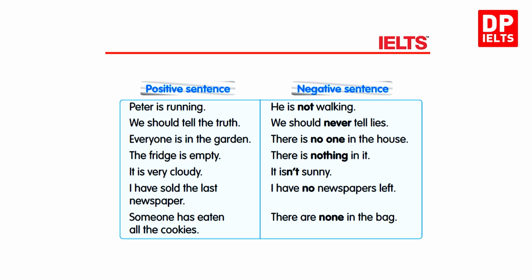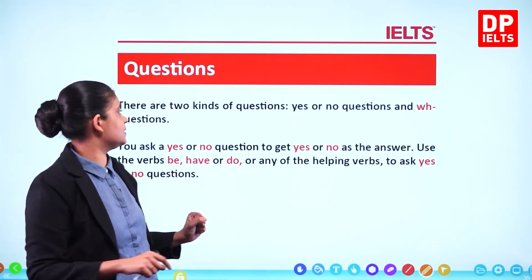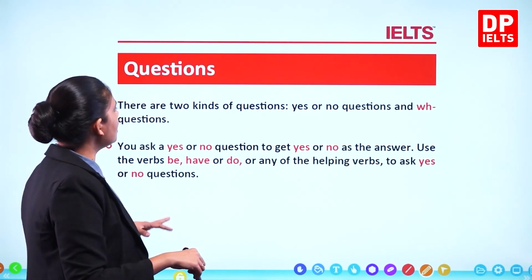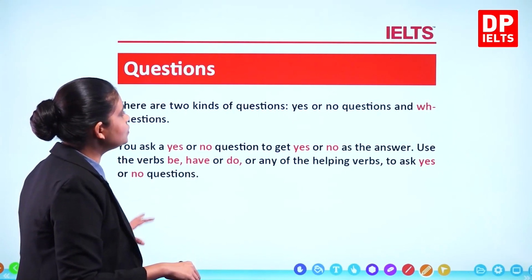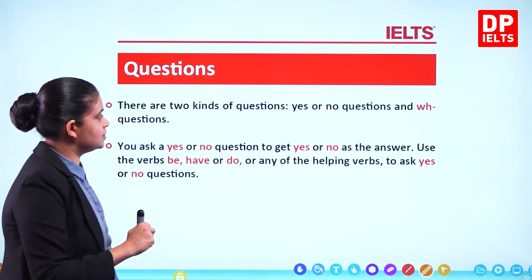None அப்படின்னு சொன்னால் ஒன்றுமே இல்லை. பேக்கில் ஒன்றுமே இல்லை அப்படின்ட்டு சொல்கிறோம் நாங்கள் எதிர்மறையா. So that is a negative sentence. Questions. Now these are question tags, right? There are two kinds of questions. Yes or no questions and WH questions.